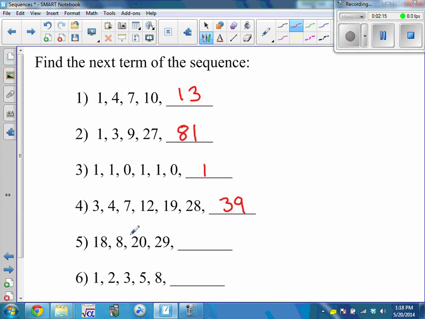18, 8, 20, 29. What's our pattern? What's our formula? The answer is 12. Now, how do I determine 12? These numbers are actually the birthdays in my family. I am born on the 18th. My wife is born on the 8th. My daughter is born on the 20th. My son is born on the 29th. And my youngest son is born on the 12th. So really no mathematical formula or computation to get that at all.